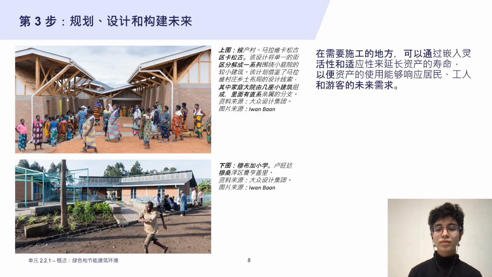The third step of the clean construction hierarchy is to plan, design, and build for the future. It applies to existing assets and new construction and is all about ensuring that our built environment is not only low carbon or regenerative but also fit for the future. This implies that what is built now should, by design, facilitate material recovery and reuse and withstand future climate shocks. Where construction is required, asset lifespans can be extended by embedding flexibility and adaptability so that the use of assets can respond to the future needs of residents, workers, and visitors.